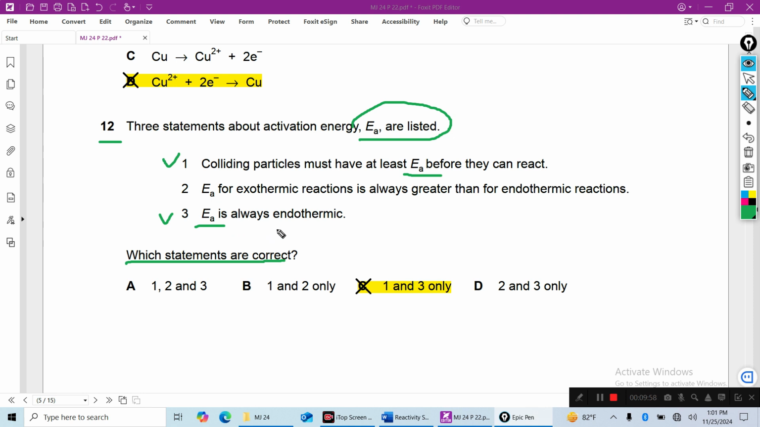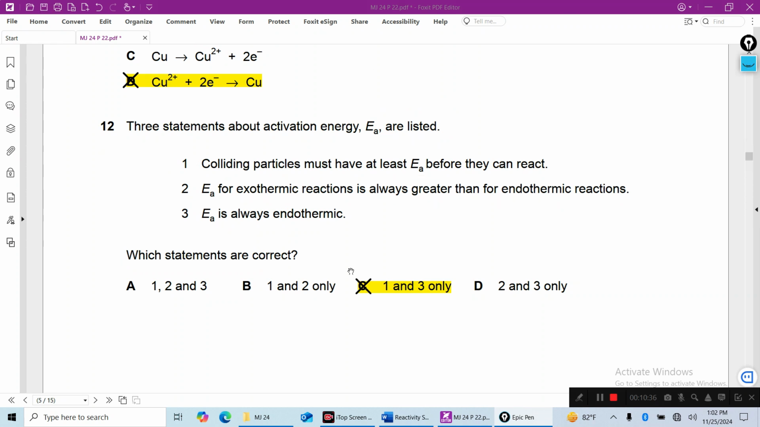And 3, activation energy is always endothermic. This energy is needed to activate the reaction, so this is always endothermic. And 2, EA for an exothermic reaction is always greater than for an endothermic reaction. No, this is not true all the time. 1 and 3 is the right answer.